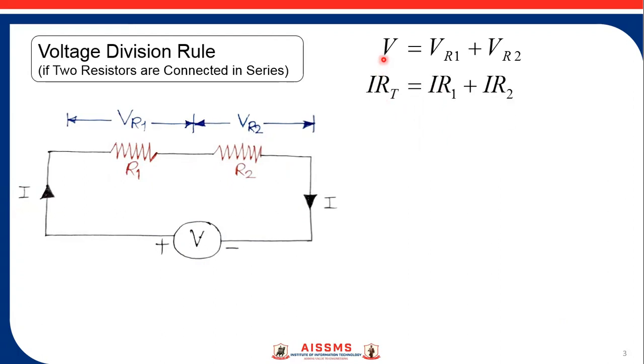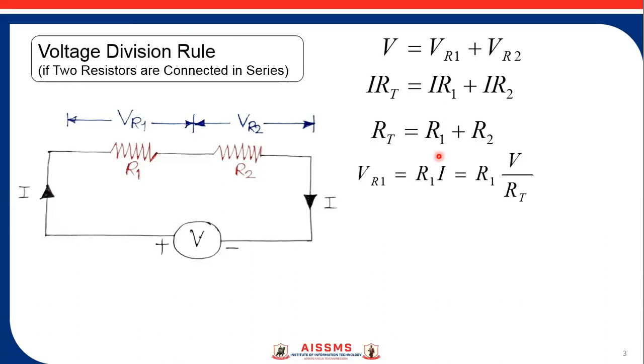According to Ohm's law, V is equal to I into the total resistance in the circuit. Similarly, VR1 equal to I R1, VR2 equal to I R2. Take the current I common from the right side and it cancels on both sides. So R total is equal to R1 plus R2. This means if resistances are connected in series, we simply add them.